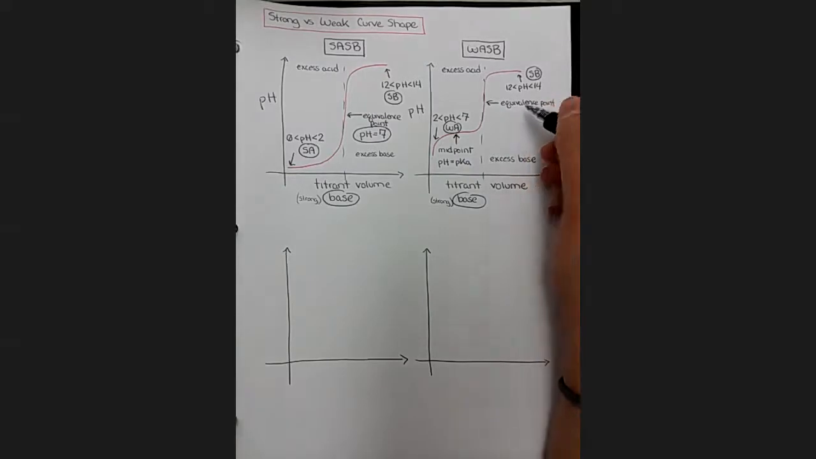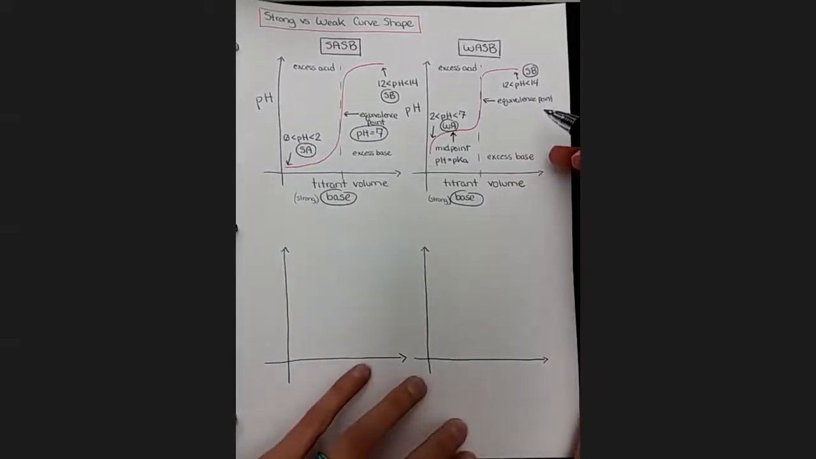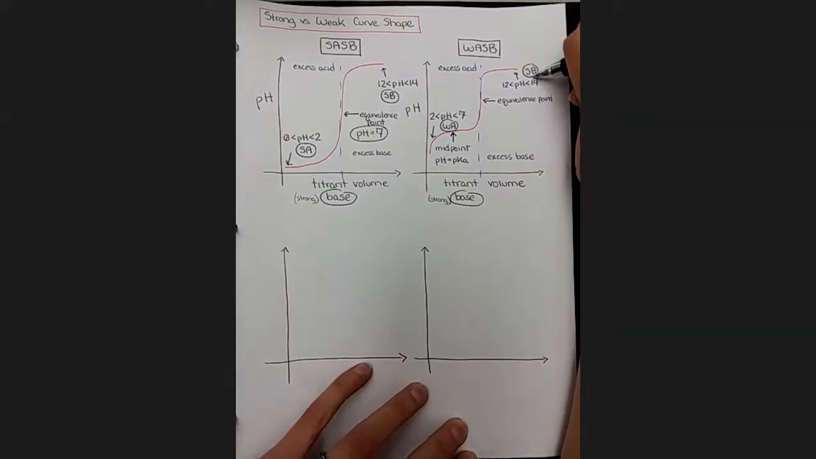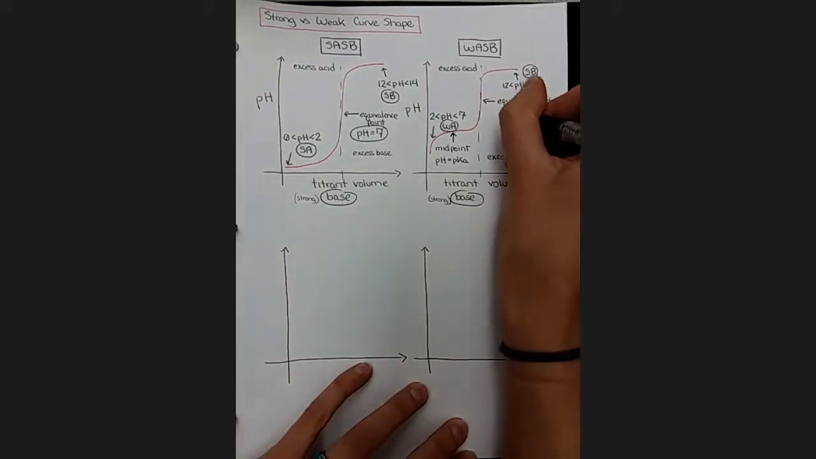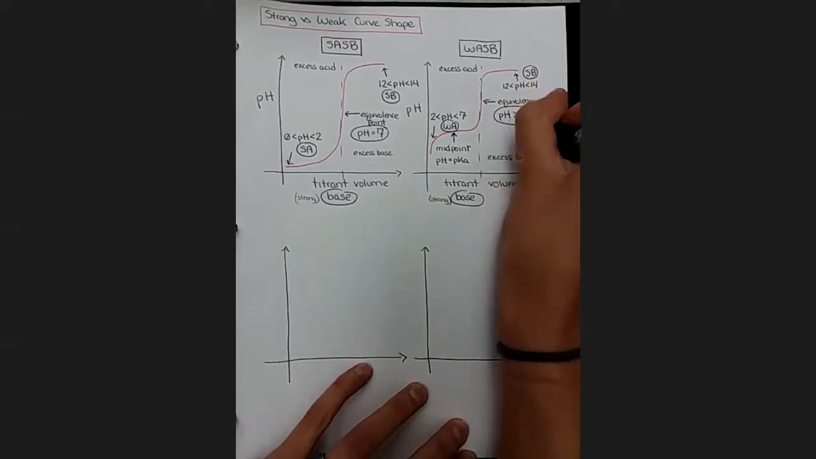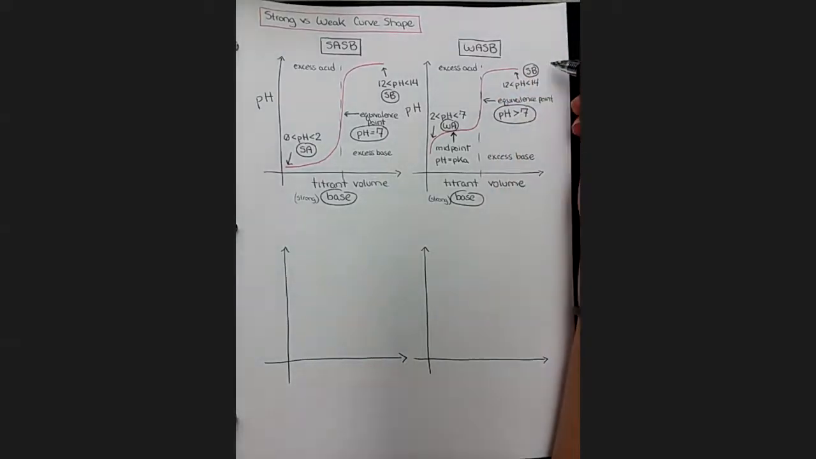And in this case, it's not going to be equal to 7, and we can guess whether it's going to be higher or lower based on the strong base. So the pH of the equivalence point is going to be closer to the pH of the strong base. And since our strong base is a base, the pH here is going to be slightly greater than 7. It's going to be slightly greater and closer to that strong base.